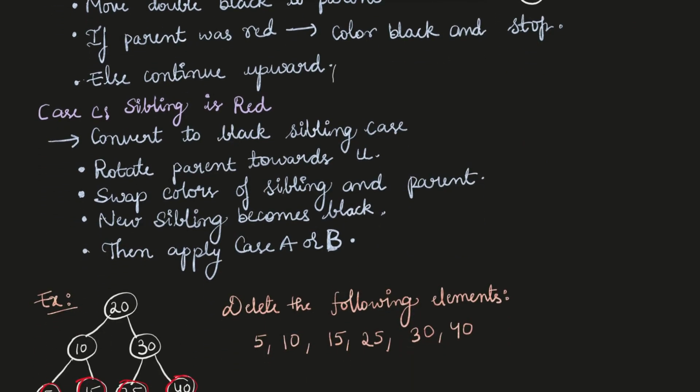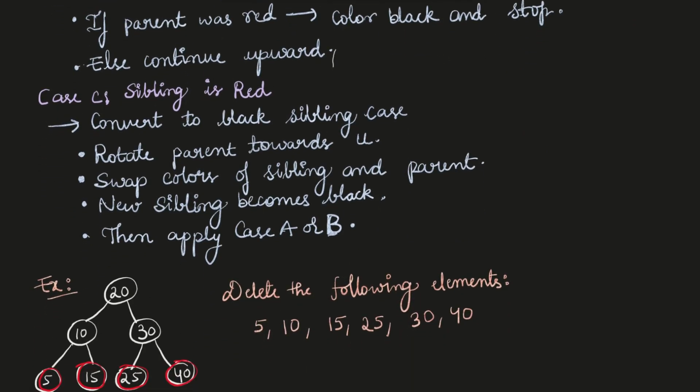And then the third case says the sibling is red in color. That means you are having a parent, child and a sibling. If the sibling is red in color, then you need to simply follow these instructions. I mean, you need to convert it to the black sibling case. So for that you need to rotate the parent towards U. So this is our U. Okay. So you need to rotate the parent towards U. That means you simply have to perform right rotation.